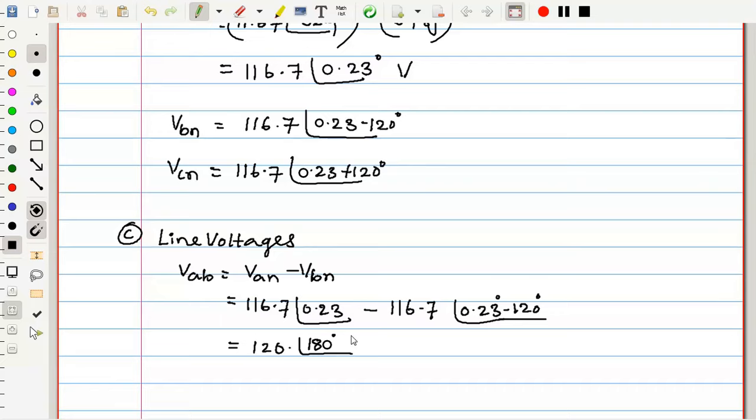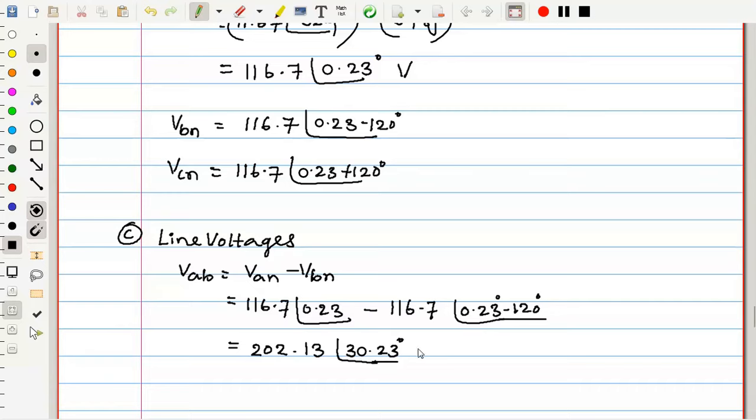116.7. So you should be very careful. I hope the answer is not this one. It should be this way: 202.13 at an angle of 30 degrees. Anyone got this answer? So this is the right answer.